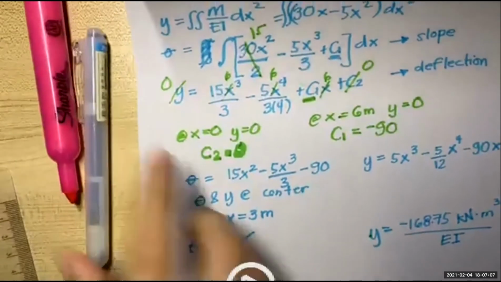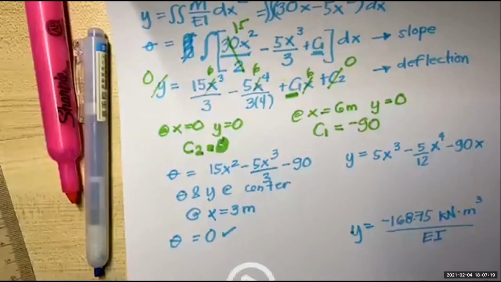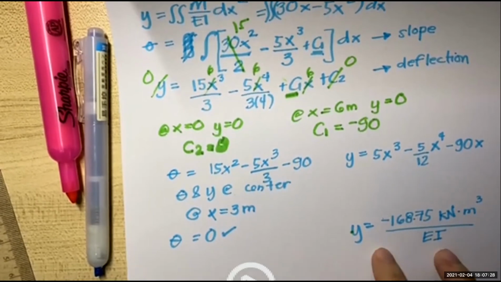Tama ba? Or mali yung calculator ko? 5 times 3 cube minus 12. Tama. Tama? Tama po. Tama? Okay, sige. So, this will be your final answer. Yung slope, bakit siya 0?